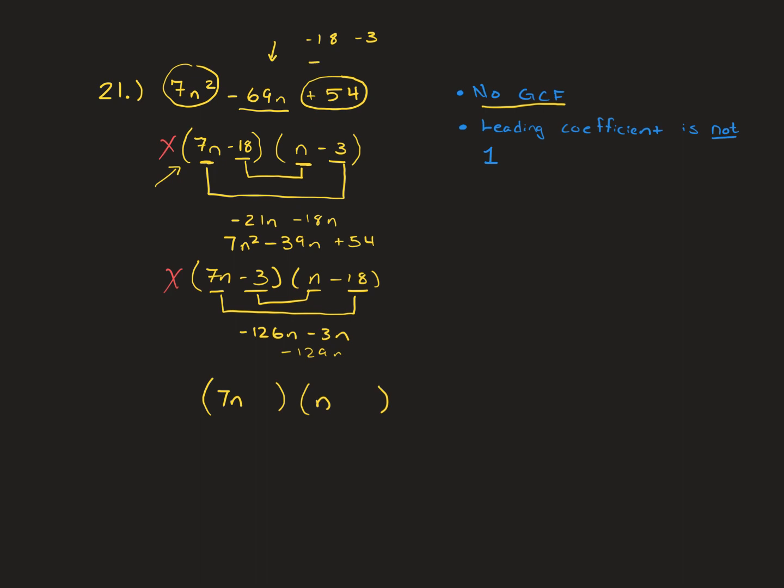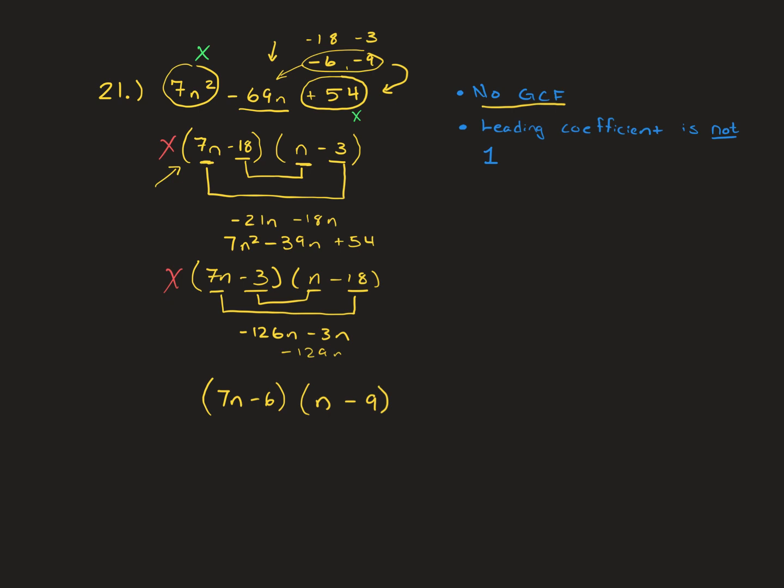But remember, I need the negative versions, because negative 6 times negative 9 is a positive 54. And when I add two negative numbers together, I am going to get a negative number. So let me try 7n minus 6 and n minus 9. I already know it's going to give me the 7n squared, and the 54, because that's kind of how we came up with this.